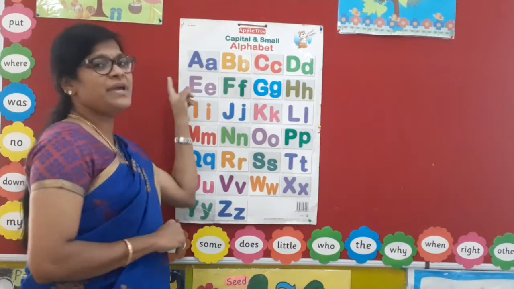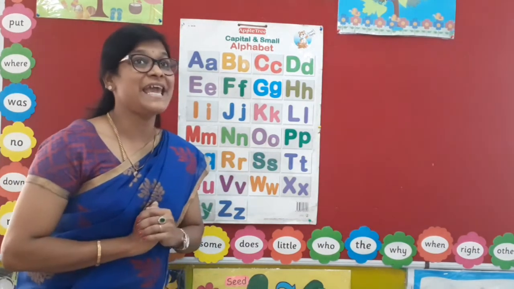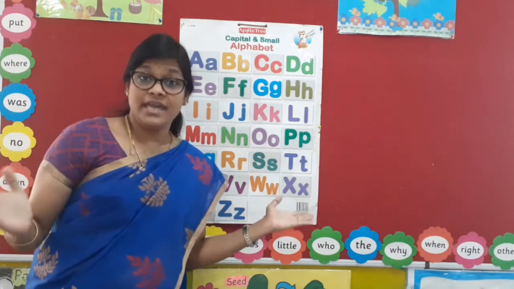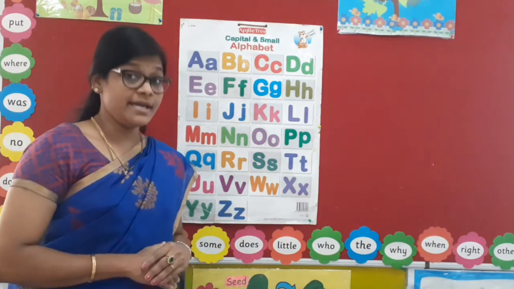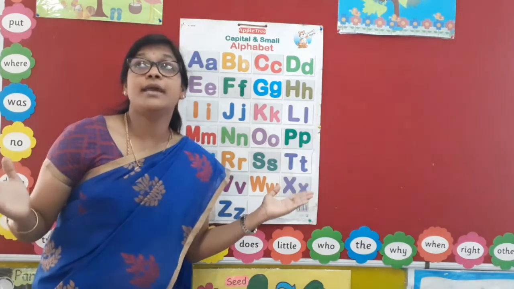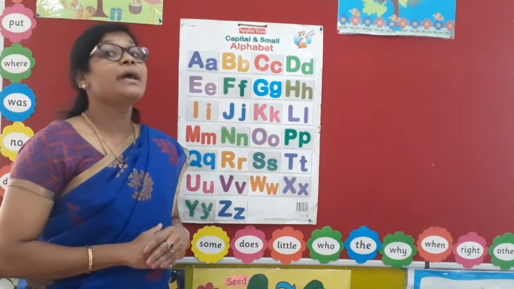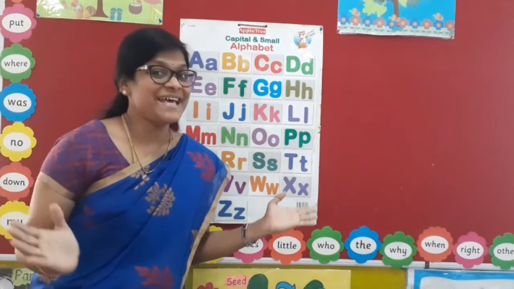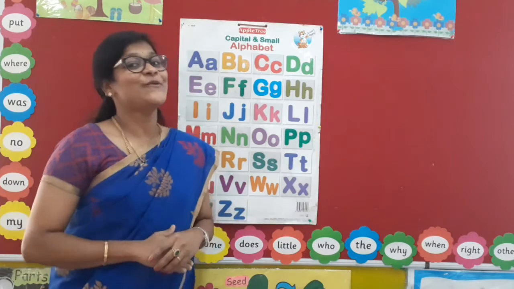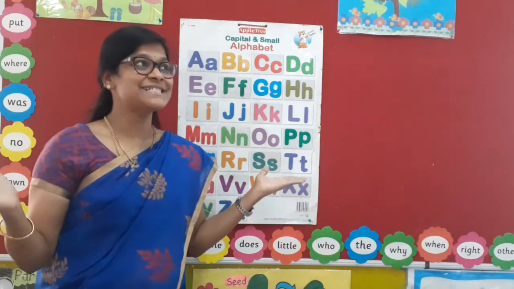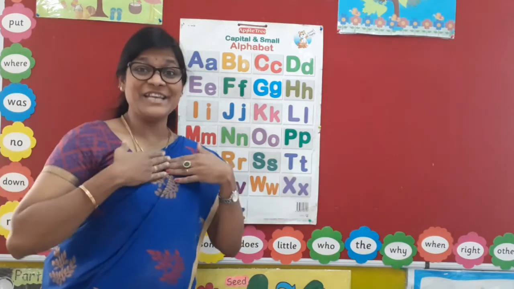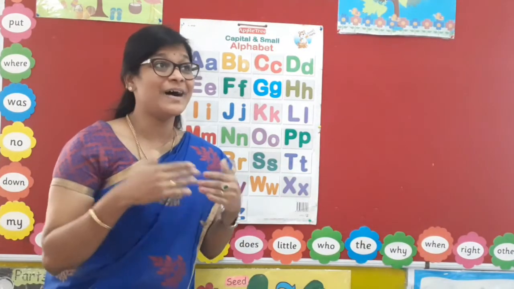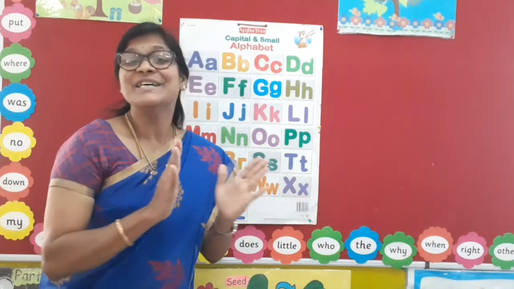So, mommy, daddy, listen, I'm going to say the ABC. A, B, C, D, E, F, G, H, I, J, K, L, M, N, O, P, Q, R, S, T, U, V, W, X, Y, Z. I know my ABC, Mama. Super, super. I know my ABC, Dada. Super, children.